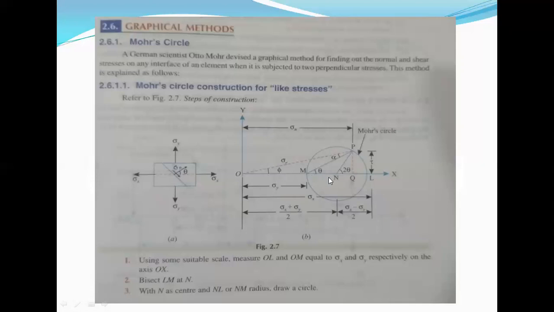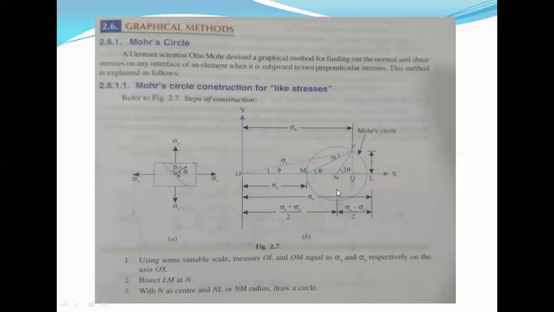So from O to L is the distance sigma x, and from O to M is the distance sigma y. So this will be 4 and this will be 7, for the sake of convenience. So we have now got 2 points, L and M. These two are the exterior points on the Mohr circle, and we'll be finding the center point.